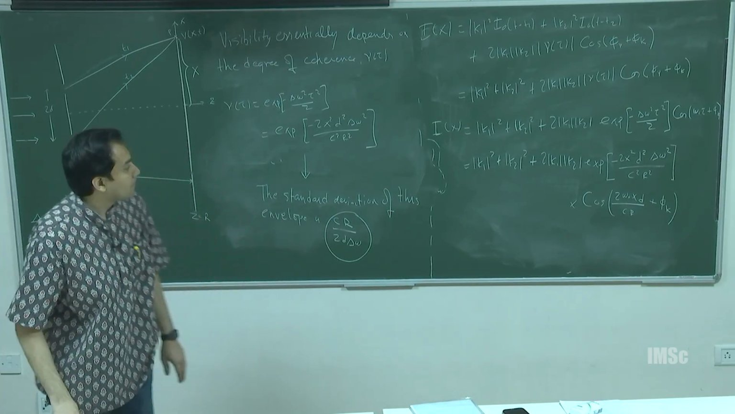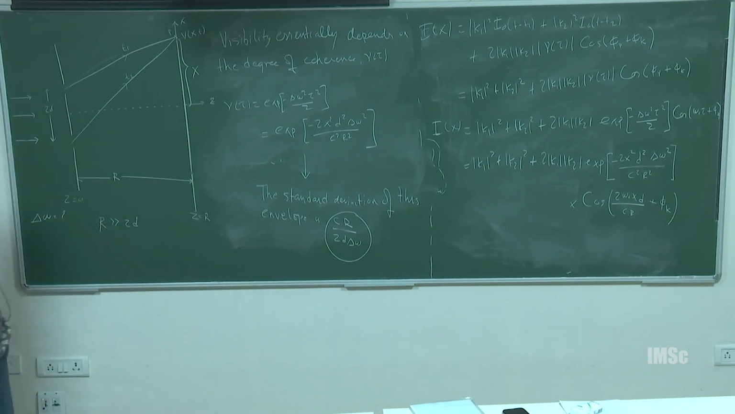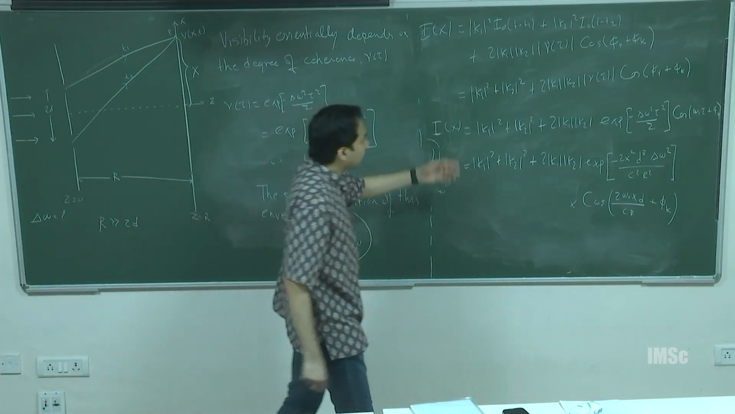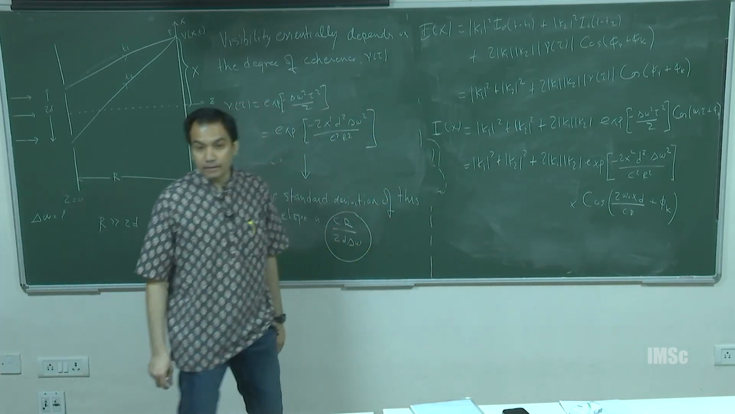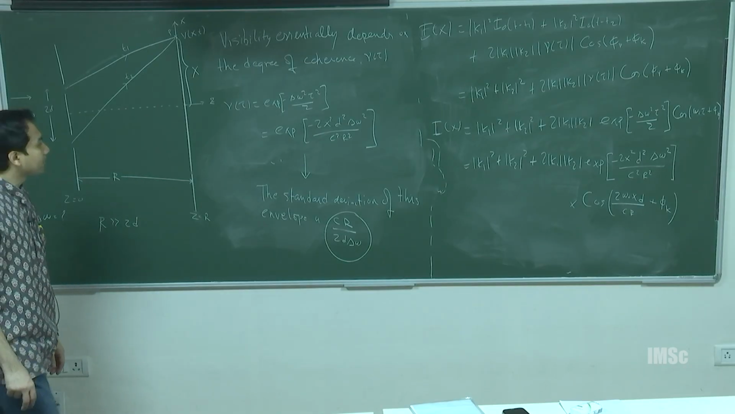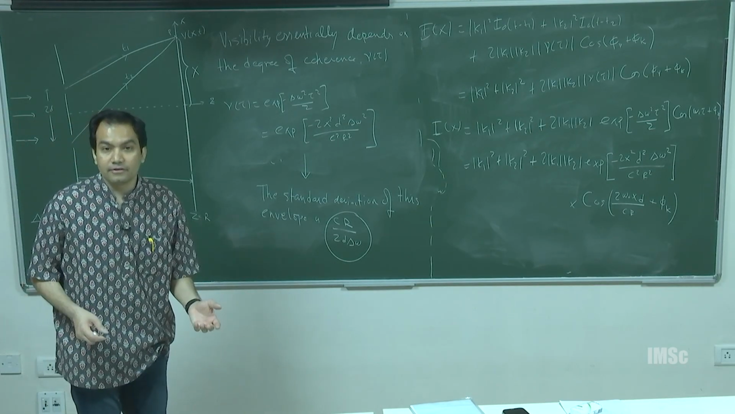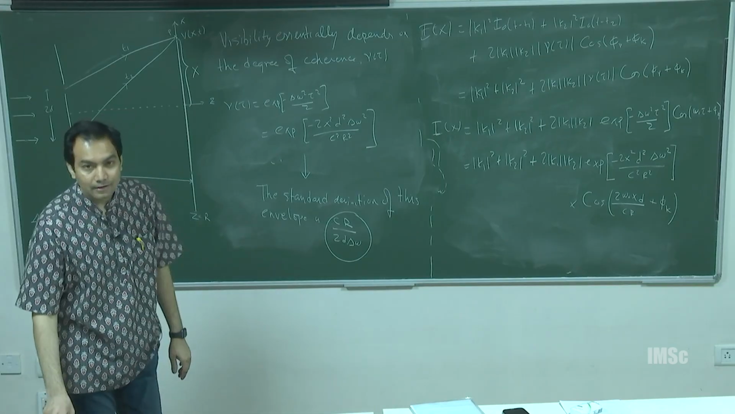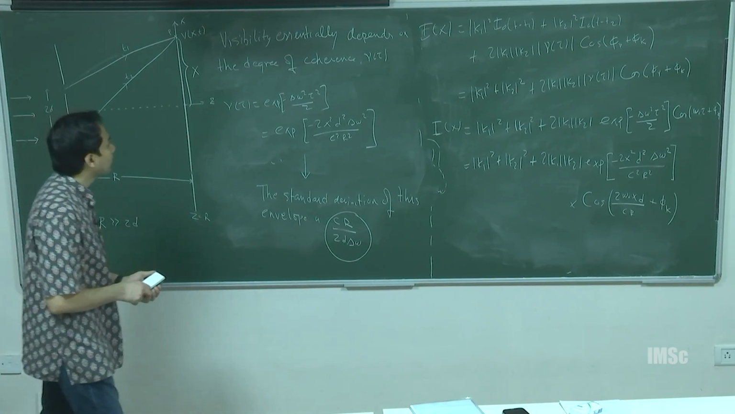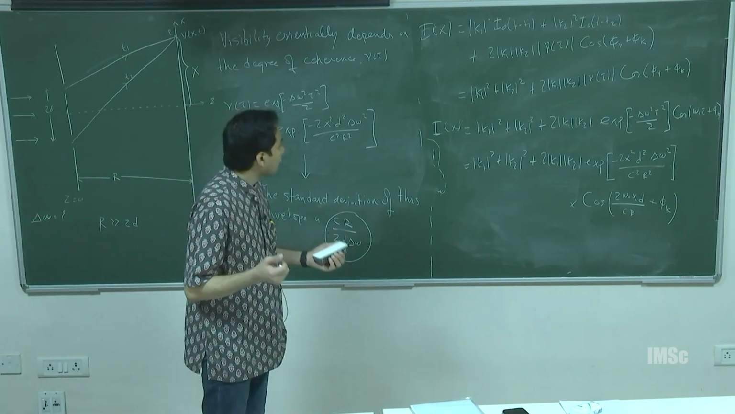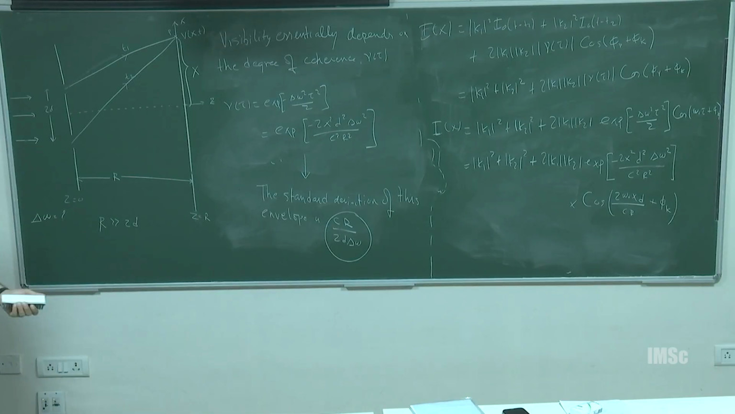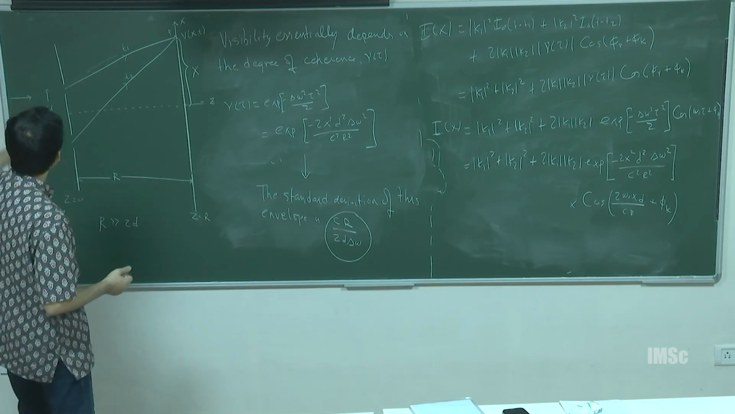So this is a simple example to illustrate how we can measure various parameters of the optical field by carrying out an intensity measurement in an interference experiment. So this pretty much wraps up our discussion on temporal coherence. Now we will move on to spatial second order coherence.